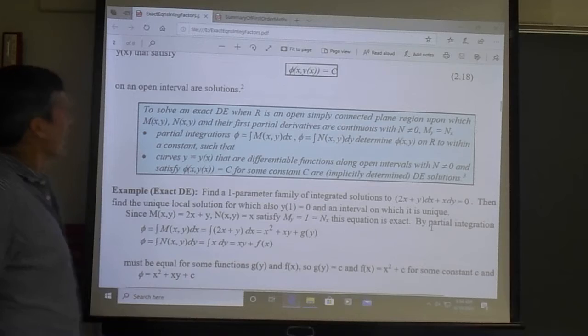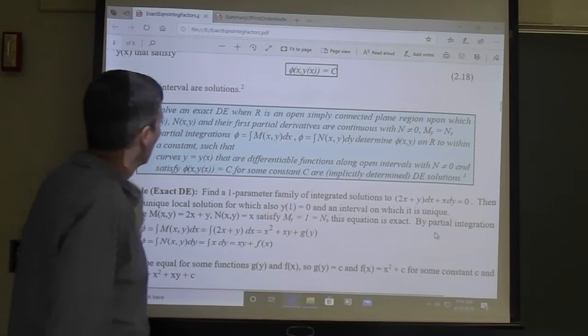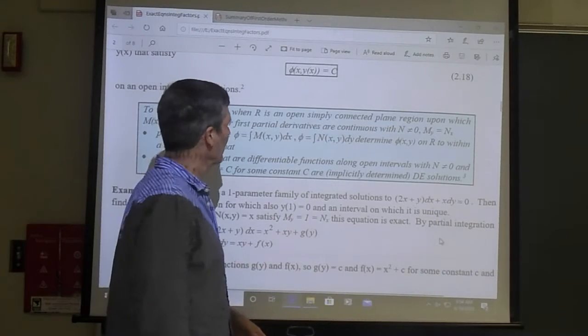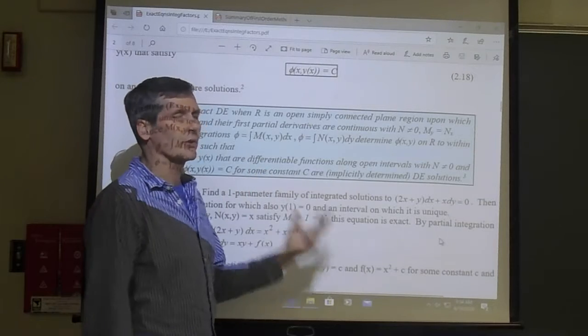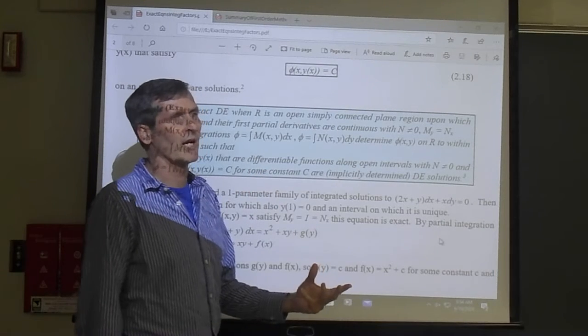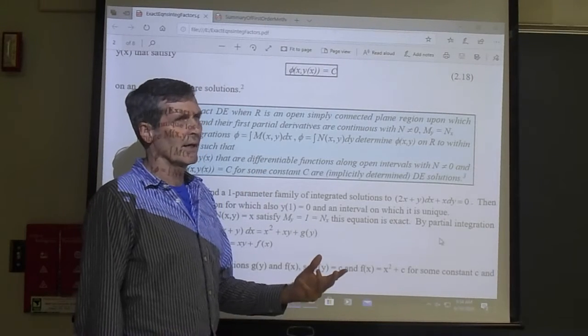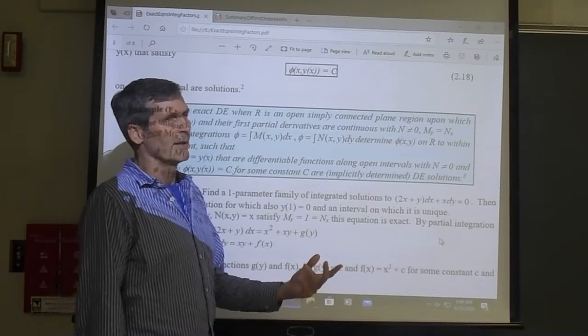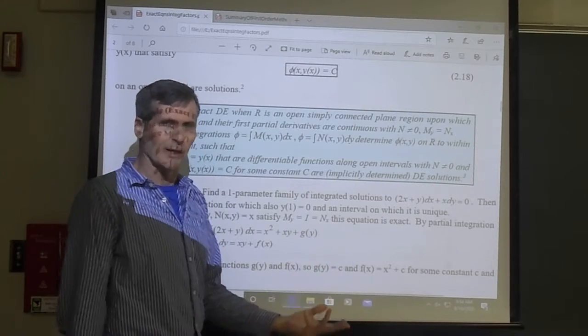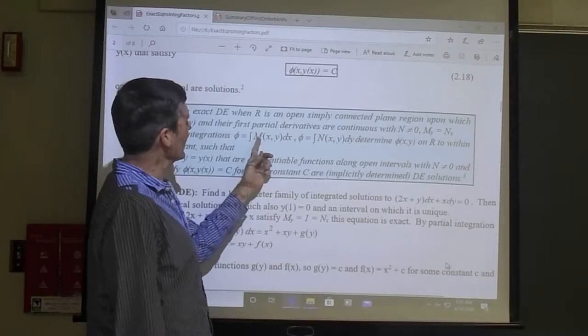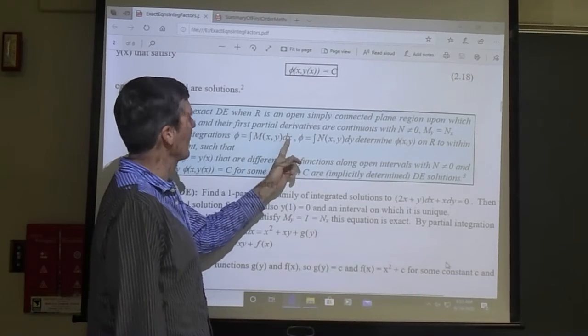All right, so this is what we can do. How can we find the solution? Well, m is supposed to be the partial derivative of phi with respect to x, right? So how can we find it? Phi, if m is its derivative, we just integrate, right? So phi must be the partial integral of m with respect to x.